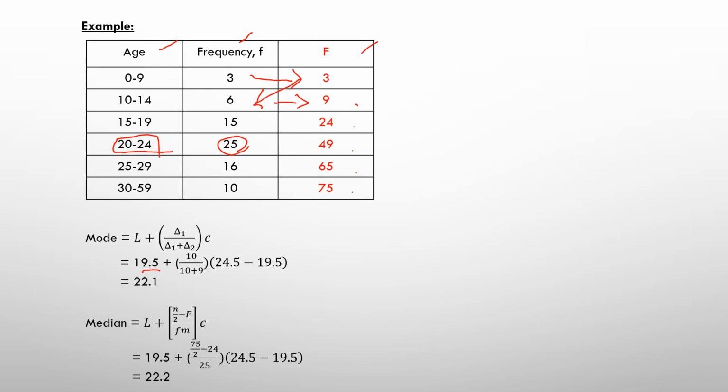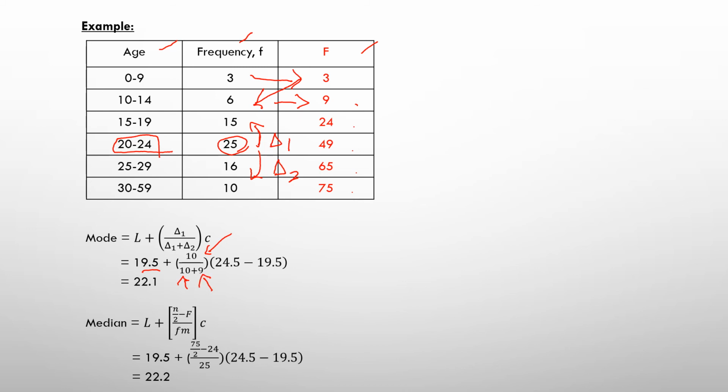Delta 1 means the difference of the frequency of the modal class and the class before it. For the class before it, it is delta 1. For the class after it, it is delta 2. So 25 minus 15, the difference is 10. And then 25 minus 16, you get 9.